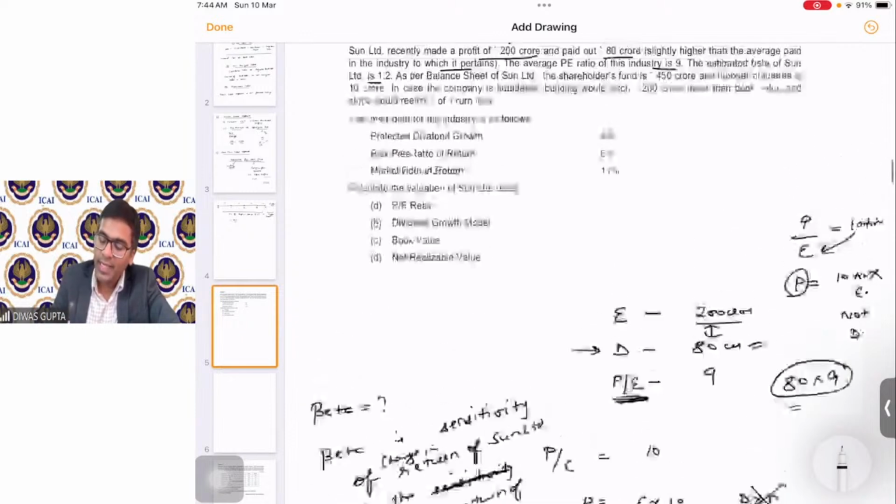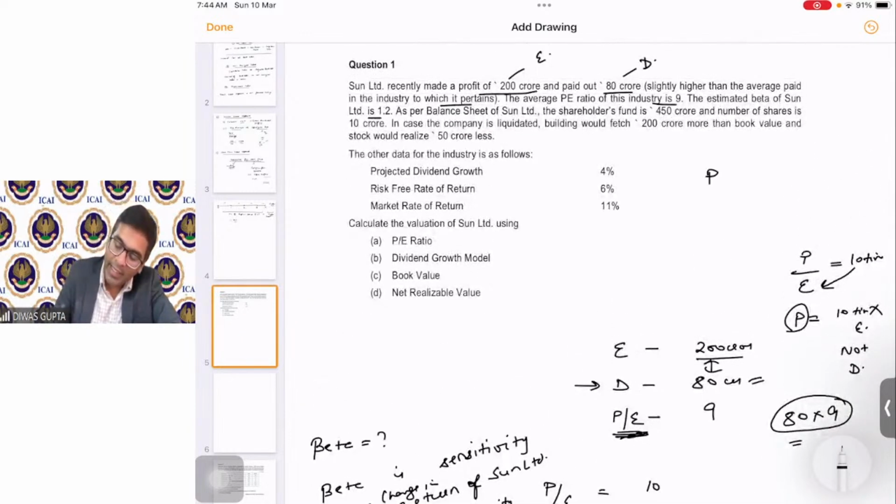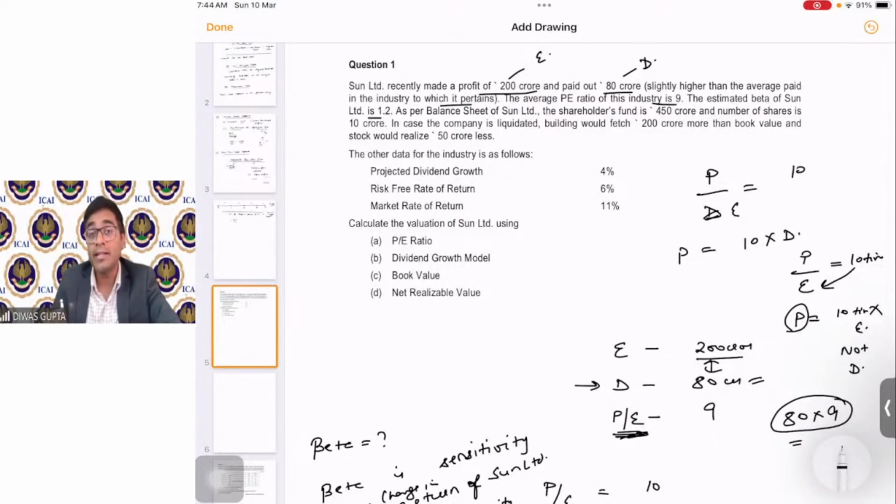Because how is 10 times derived? Had it been price by dividend is equal to 10, I would have told you that, okay, for calculating the price, you multiply 10 into dividend. But the original formula is price divided by earnings, and earnings are higher than dividend in this question. That's why I'm saying that you cannot multiply the PE ratio in dividend to arrive at the price. You have to multiply PE ratio in earnings to arrive at the price.